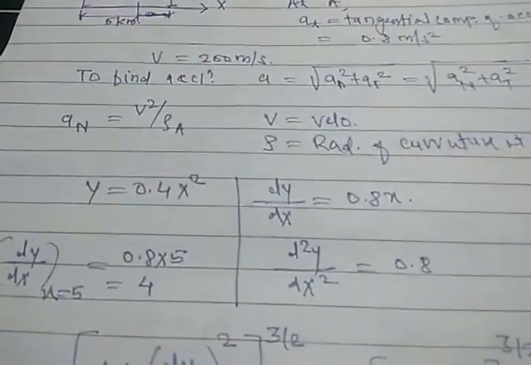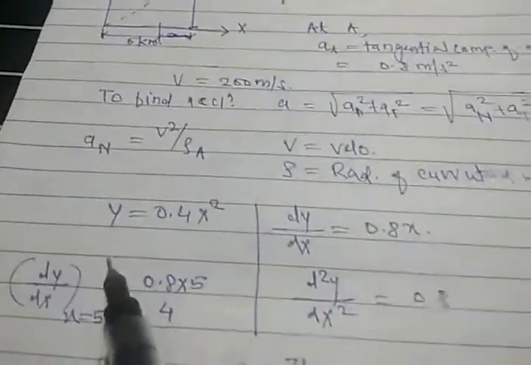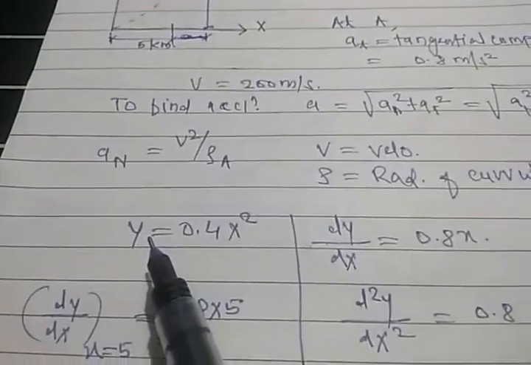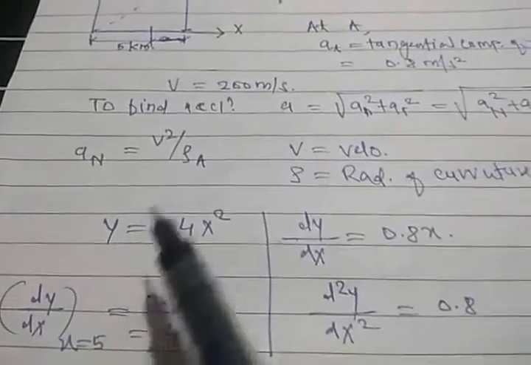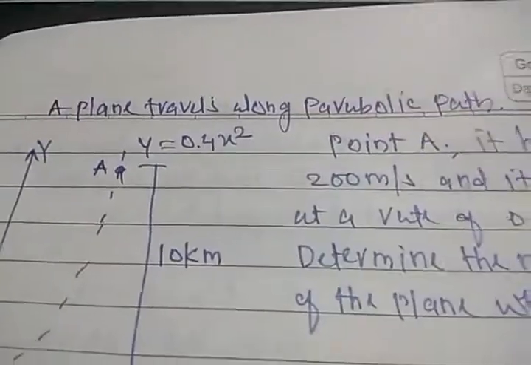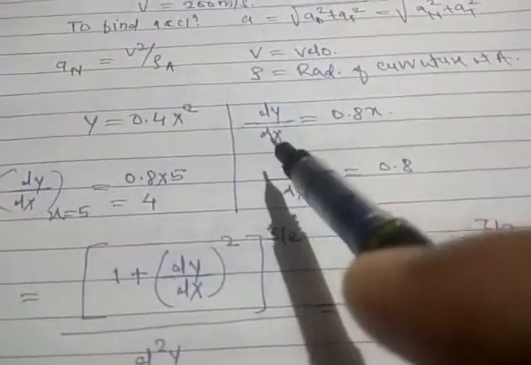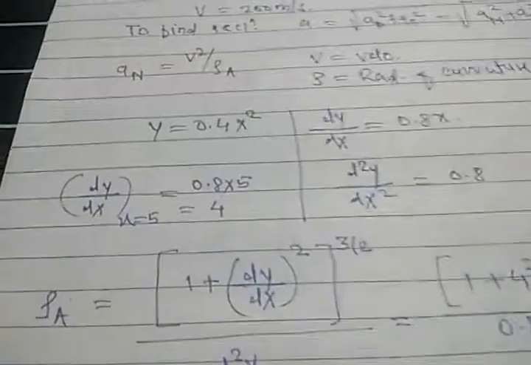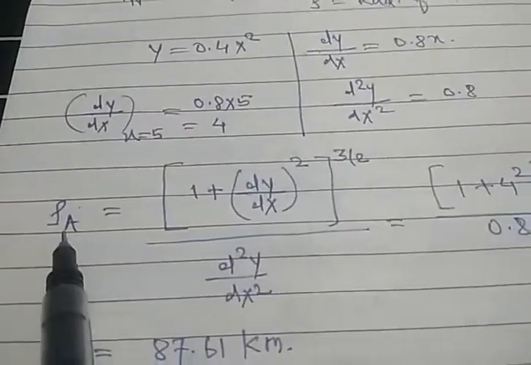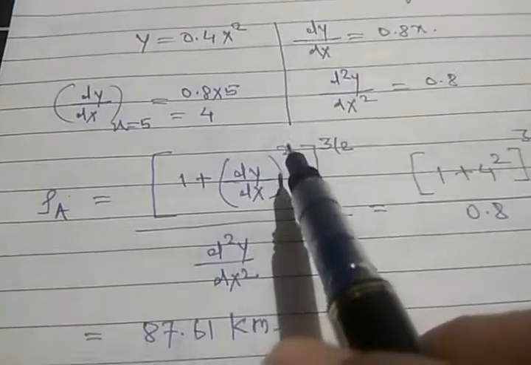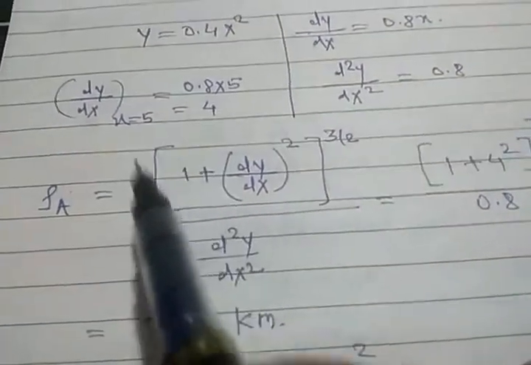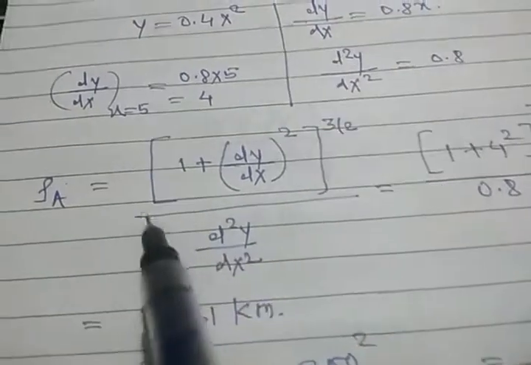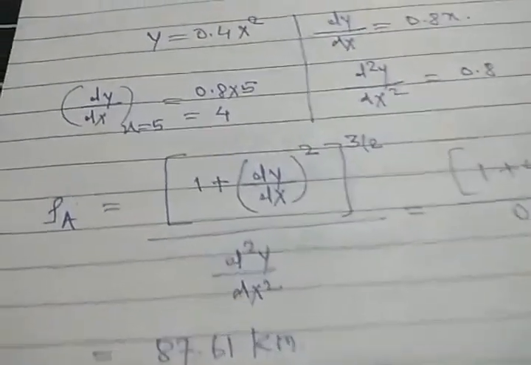Now the formula for rho a, and for that we need the equation of the path. We are given y is equal to 0.4 x square, right? So dy by dx is equal to 0.8 x. So dy by dx at x equal to 5 is 4, and d2y by dx squared is 0.8. Now the formula for rho a is 1 plus dy by dx bracket square, whole raised to power 3 by 2, this whole divided by d2y by dx square.